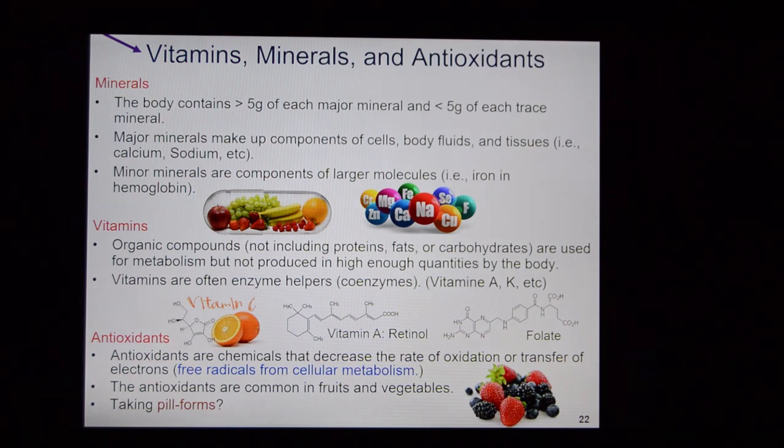The problem with this is that there's been a lot of studies done on antioxidants, like pill form antioxidants, and they show no effect from them whatsoever. No effect. We think that potentially the reason people tend to be healthier if they're eating a lot of fruits.